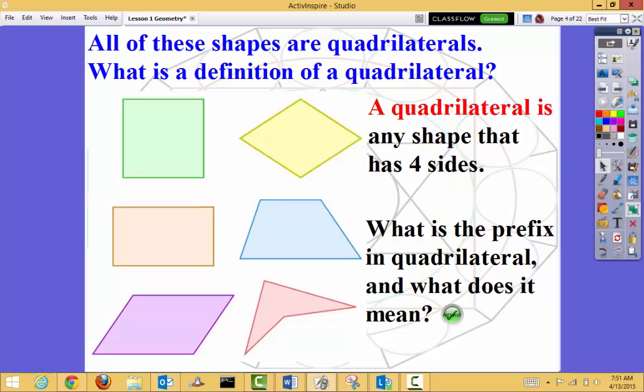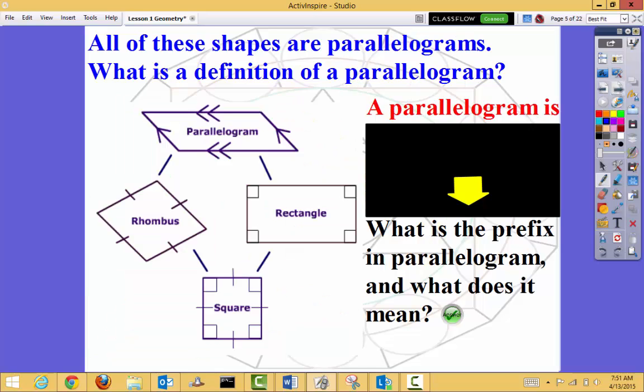What is the prefix in quadrilateral, and what does it mean? Well, prefix means what comes at the beginning. You'll notice what comes at the beginning is quad. So what does quad mean? Well, if I look here, I see something that these all have in common. They all have four sides in common. So that means that quad means 4. Alright, let's look at this one now.